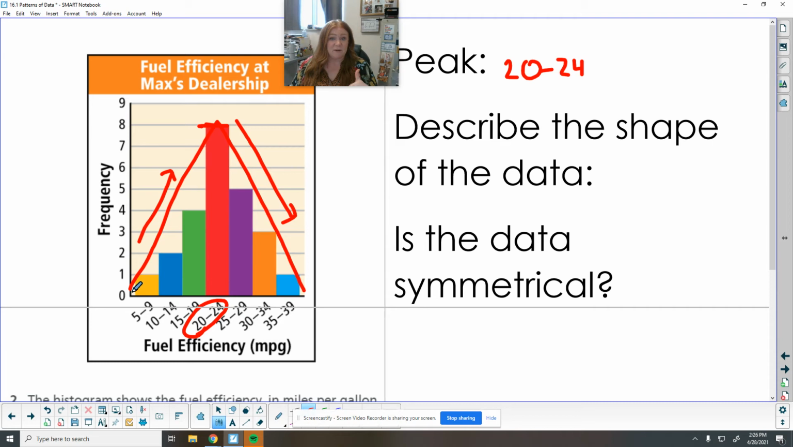So luckily there's not very many cars that are very terrible. And then there's lots kind of in the middle range. And then as they get really efficient, it kind of tapers off again. So it goes increase, decrease.